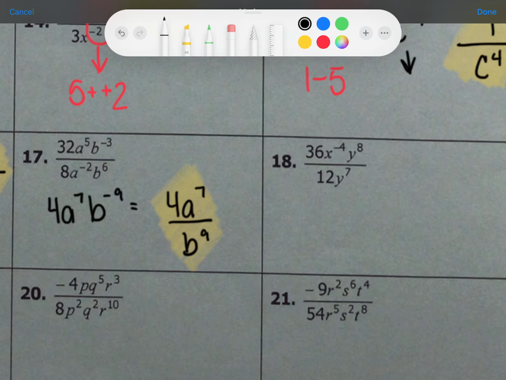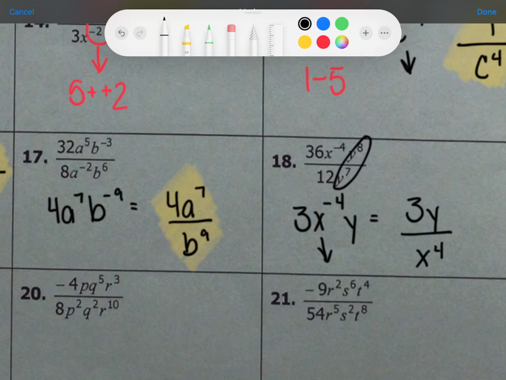Number 18, 36 divided by 12 is 3. X didn't have any friends to combine with, so I'm just going to write it down for now. The Y's you're going to subtract because one's on top and one's on the bottom. 8 take away 7 is 1. Can't have any negative exponents, so the X moves to the bottom. 3 stays, Y stays, X moved to the bottom. How'd you do? Fix it if you missed it.